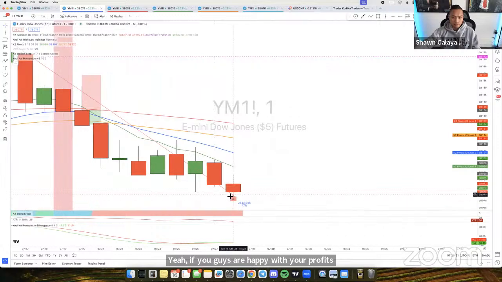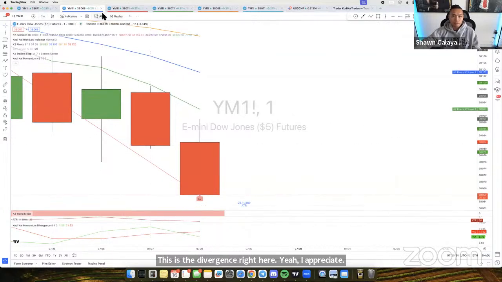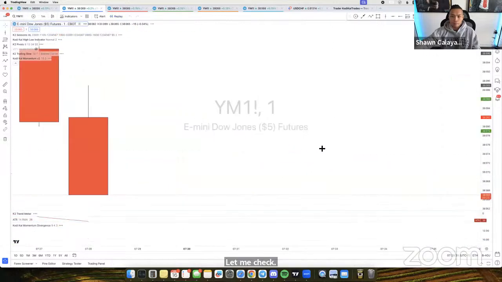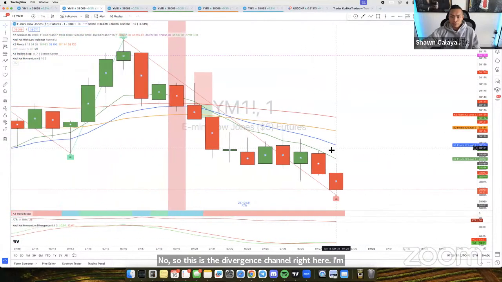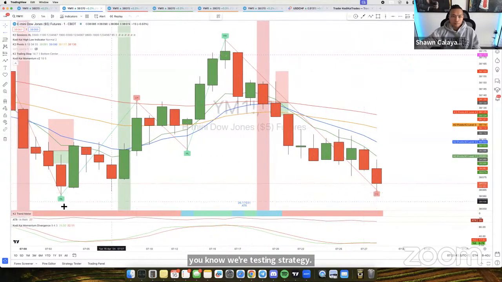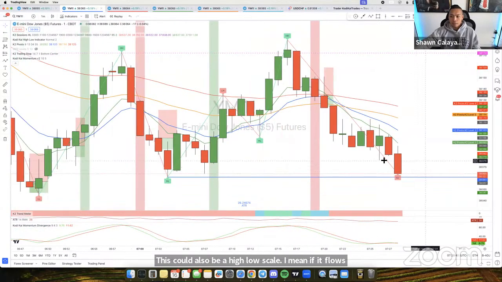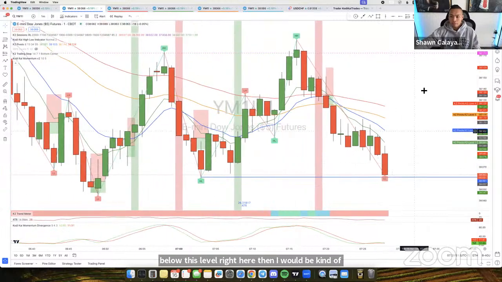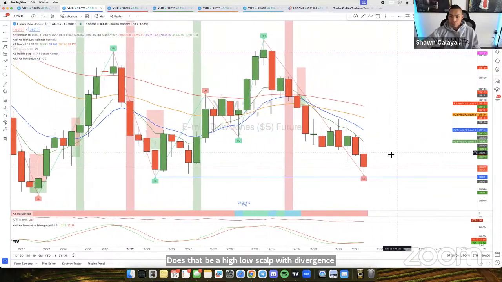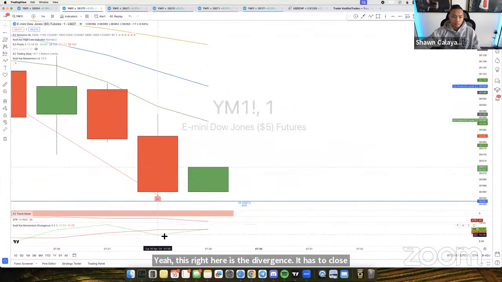this is the divergence right here. Yeah, Rashid, let's see if it actually crossed already. Let me check. No. So this is the divergence candle right here. I'm not going to take this, but I'm going to test it because we're testing the strategy. This could also be a high-low scalp. If it closed below this level right here, then I would be okay with taking it, because that'd be a high-low scalp with divergence. But this right here is the divergence. It has to close with the red above it though, which it did.